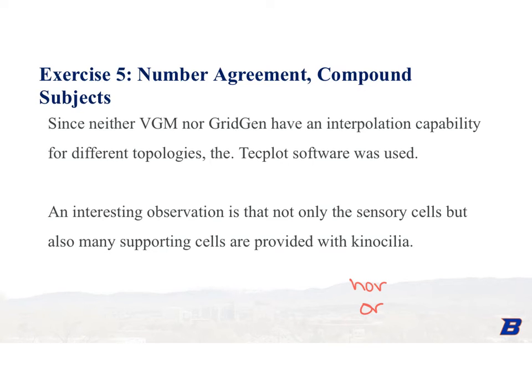In this first example, it's a neither-nor kind of thing. So since neither VGM nor Gridgen, both of these are singular, you don't add them together. So it'd be "has an interpolation capability for different topologies." And then there was actually this weird typo in the text, but you take that little period out. "The TechPilot software was used." So the software, singular, was used.